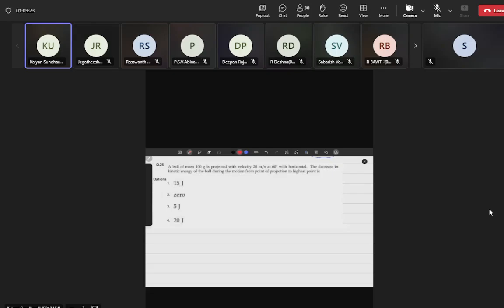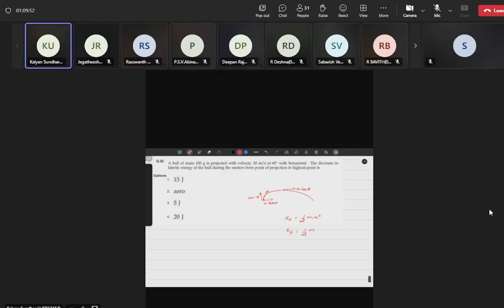That is where everyone makes a mistake. At the highest point, how can it be 0? At the highest point, u cos theta will be there, no? At the point of projection, you will be having both the components, right? u cos theta as well as u sin theta will be there. So kinetic energy at the point of projection will be equal to half m u square. Let's check.